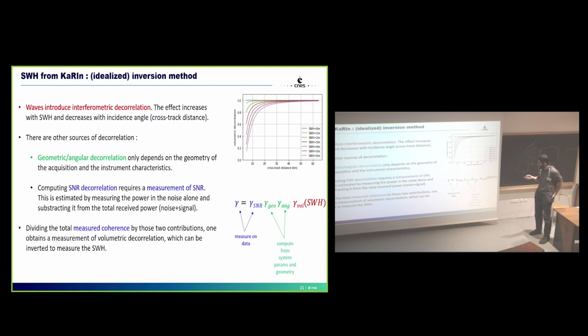The summary for this slide here is we measure the total decorrelation from the data. We're interested in the part that I just sketched before, the contribution from the waves, and there are all these other things to undo. So you have to model them very accurately to try to invert, divide the measured decorrelation by the known terms, if you will, and then get to the contribution from the waves.